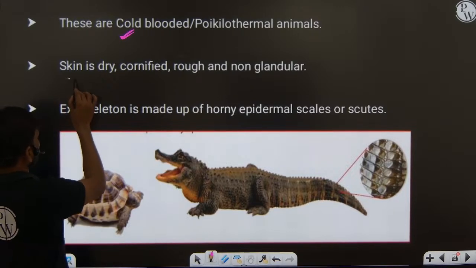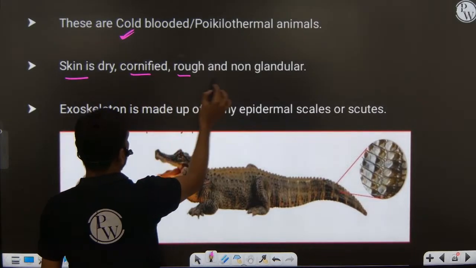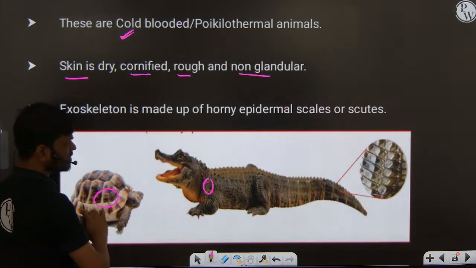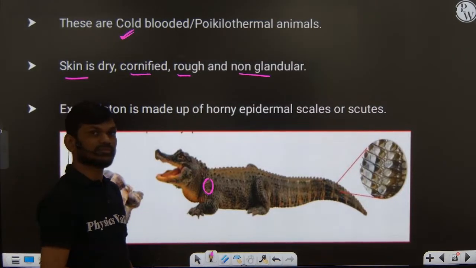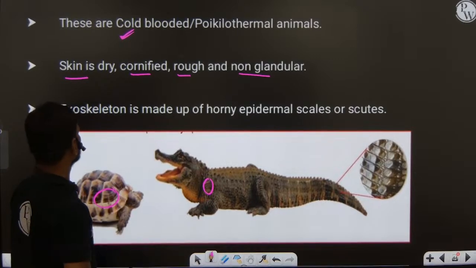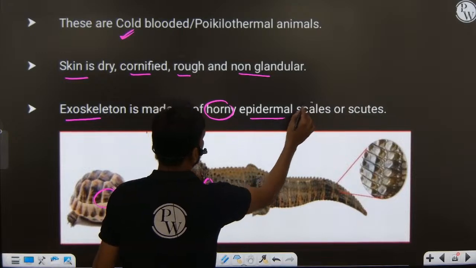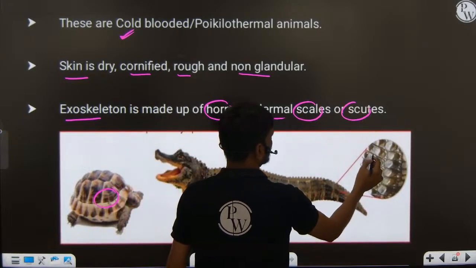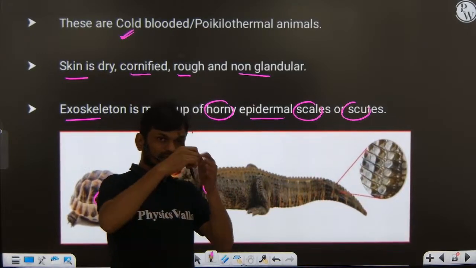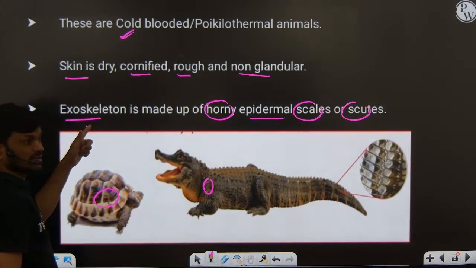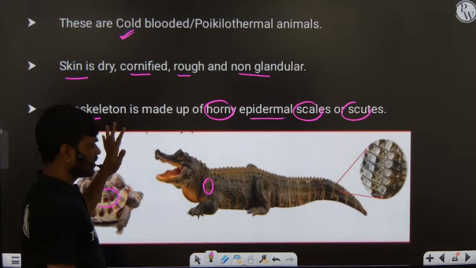The skin is dry, cornified, rough and non-glandular. You can see the cornified skin present without any glands. Very, very important. The exoskeleton is made up of horny epidermal scales or scutes, which are present in these animals. Very, very important.